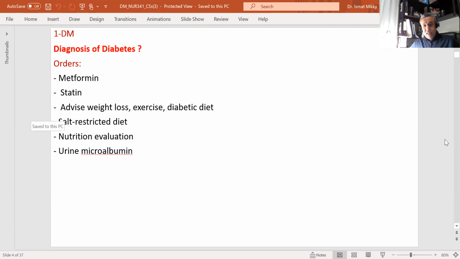So weight loss and exercise, if patients could do it, would eliminate about 25% of diabetes immediately, because the exercising muscles during exercise do not need insulin.